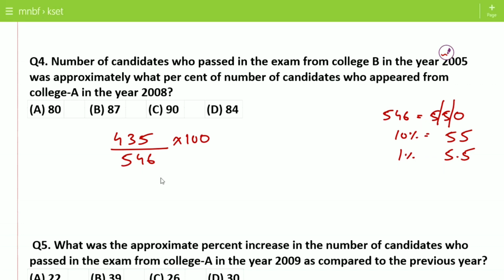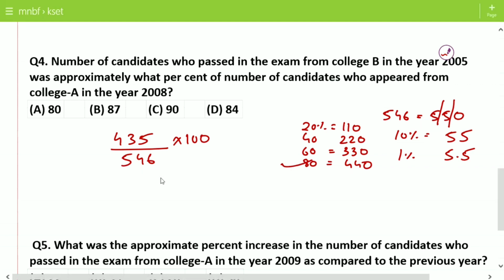So let us see the values. If 10% is 55, 20% is going to be 55 into 2, that is 110. Then 40% is going to be 220, 60% is going to be 330 and 80% is going to be 440. So your answer is near to 440. Therefore, the approximate percentage is 80%. This is what the shortcut technique goes for. If you solve it manually using the steps, you'll also get the same answer, but this is how we have to solve it in a simple way.